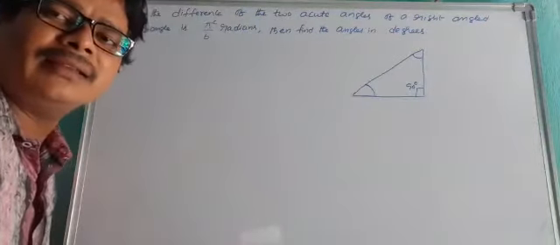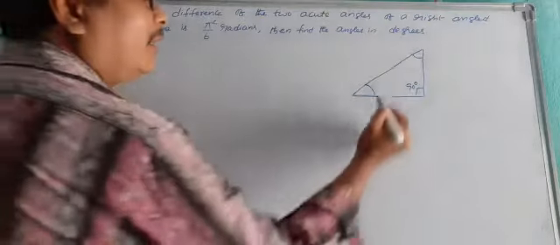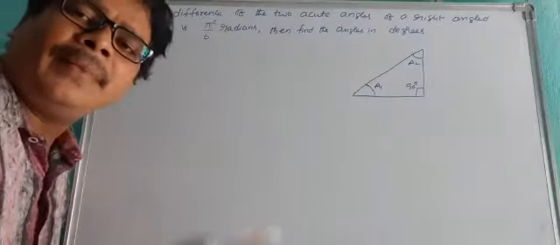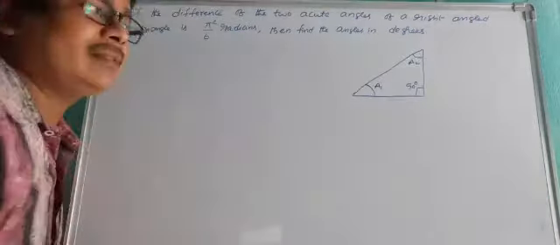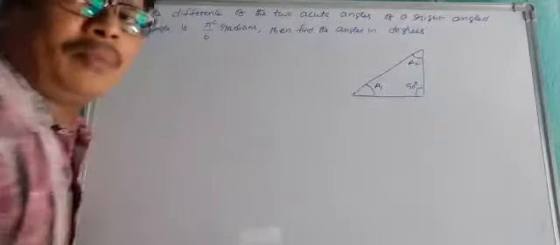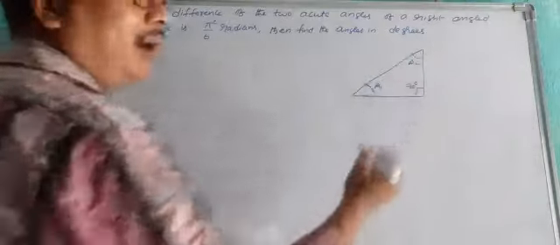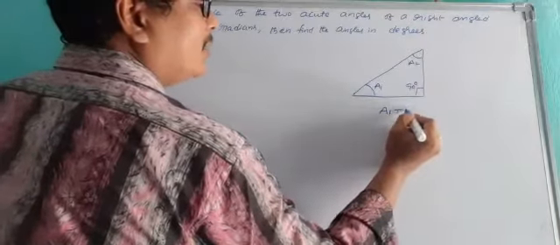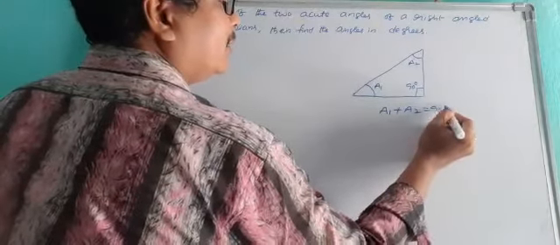The other two angles are acute angles, like angle 1 and angle 2. Already one angle occupies 90 degrees. The sum of the remaining two acute angles equals how much? A1 plus A2 equals 90.